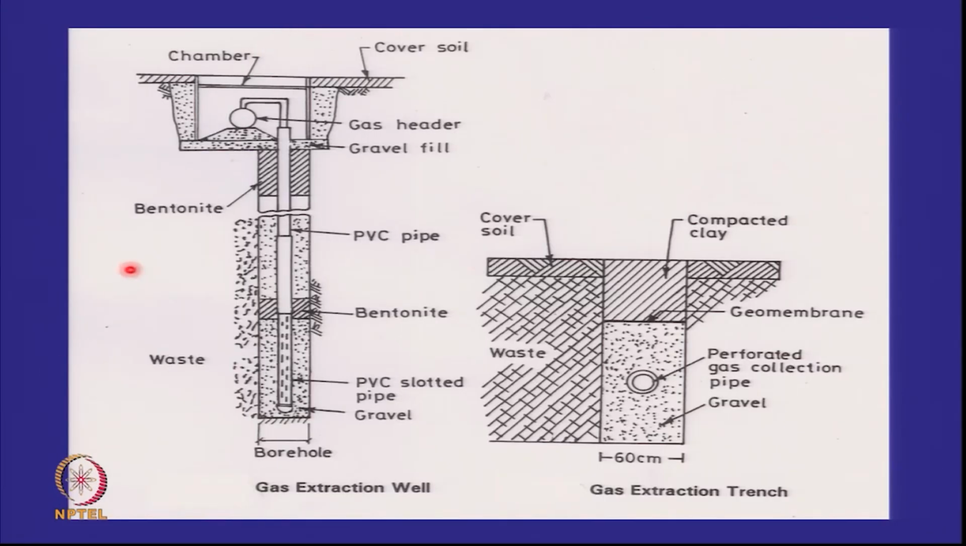So all the gas has a tendency to go towards the slotted pipe. There is a bentonite seal here, this is not slotted, so this is the place where you are collecting the gas. This can be pretty long.